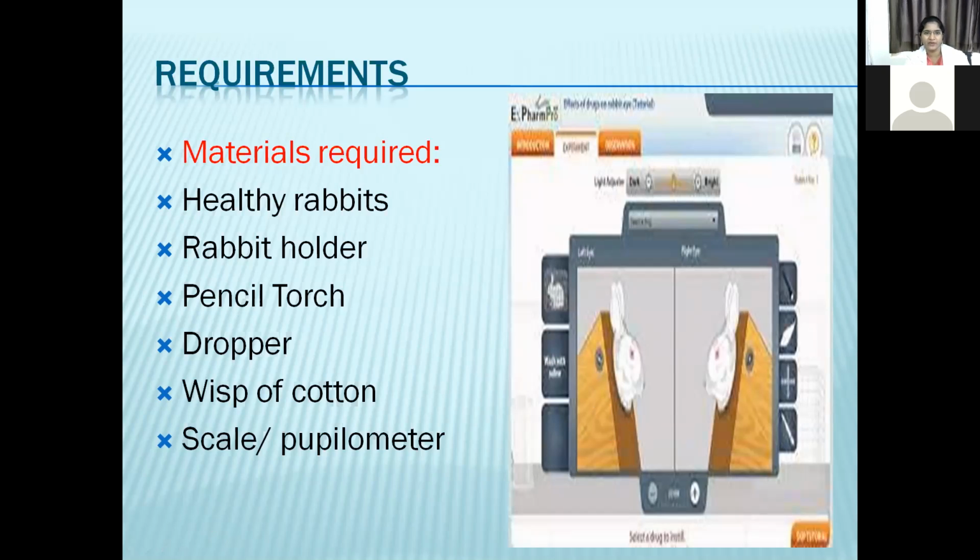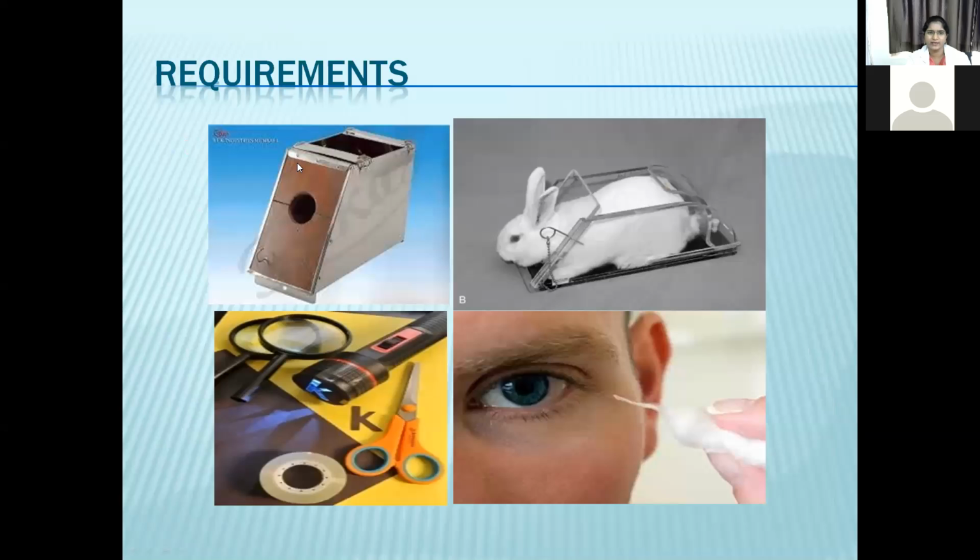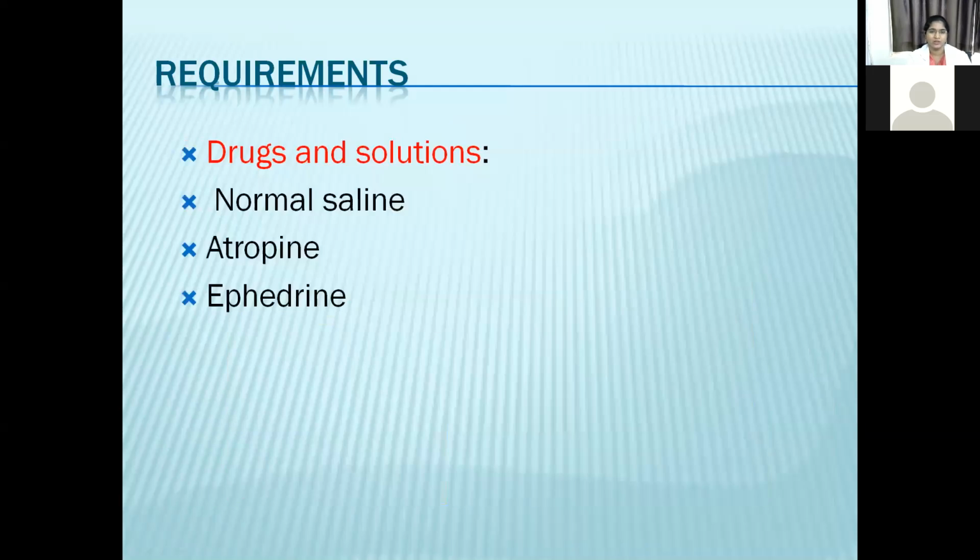What are the materials required? Rabbit holder, torch, dropper, cotton wool and pupillometer. Here you can see this is the rabbit holder. Then we can keep the rabbit inside like this. And this is the cotton wool, scissors and torch, which we can use in this practical. For the drugs required, we can use normal saline, atropine or anticholinergic drugs, and ephedrine or adrenergic drugs. These drugs produce mydriasis.